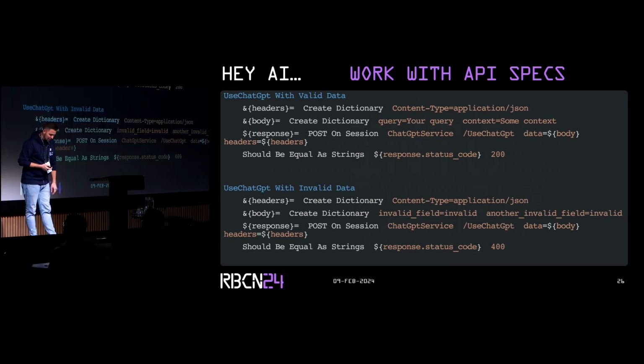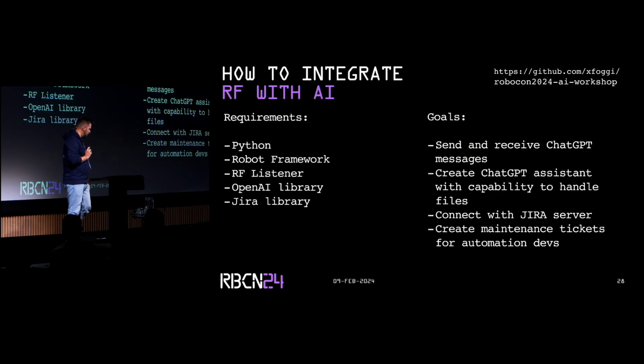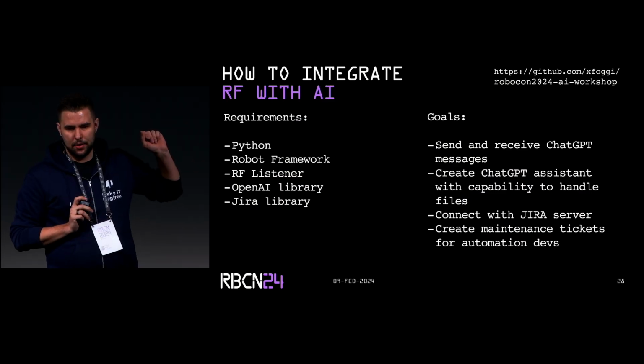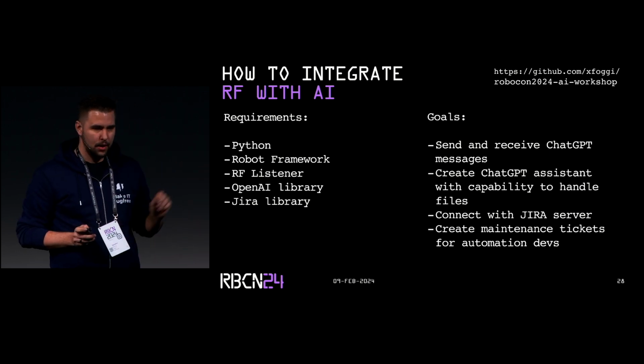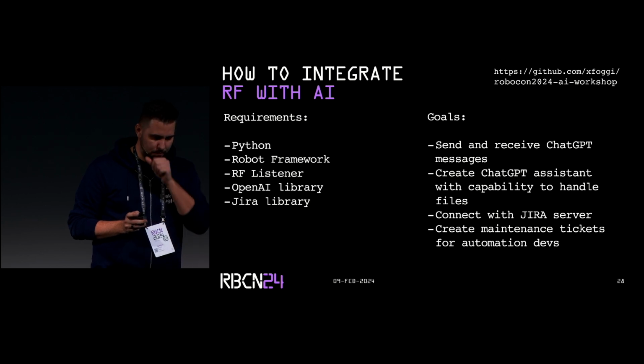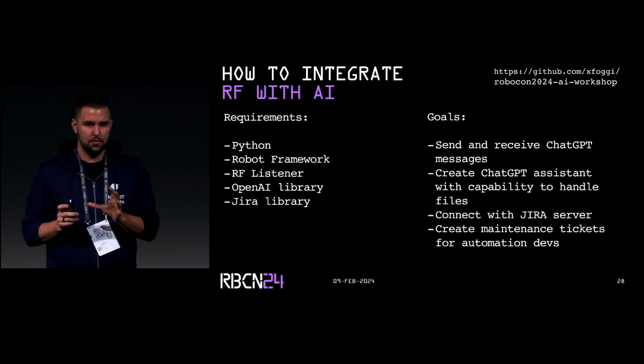So how do we use all of this? I will go a little bit into the workshop that I gave on Tuesday about integrating AI with Robot Framework and a little bit with Jira as well. So we were having kind of fun. First, you can find this project on my GitHub. You can download it and look through it. Everything we did in the workshop is posted there. So what were our requirements, what were we building?